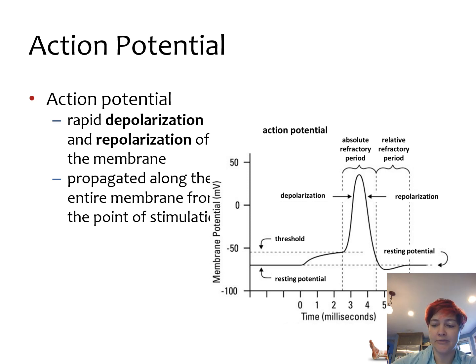Yay, we're going to talk about the action potential. I'm going to hide my head real quick so you can get a better view of this. So you can see here the action potential. I want you guys to know these bolded words really well: rapid depolarization and repolarization of the membrane. In this little graph over here, the depolarization is happening up and the repolarization is happening on the way down.